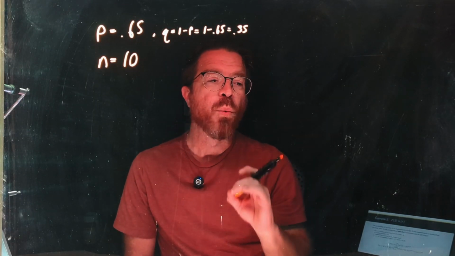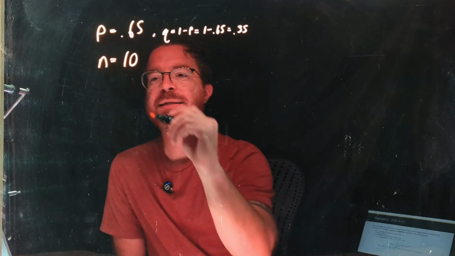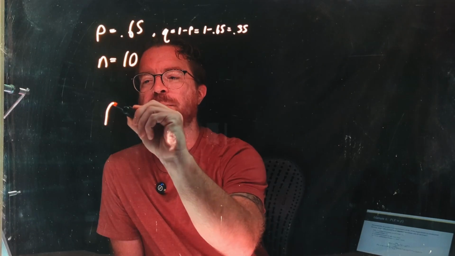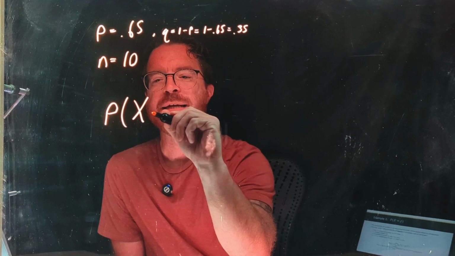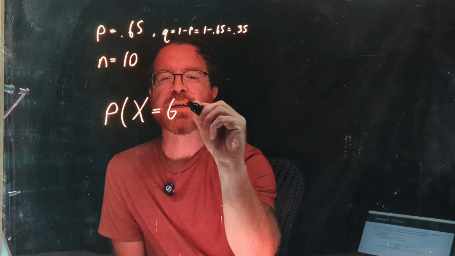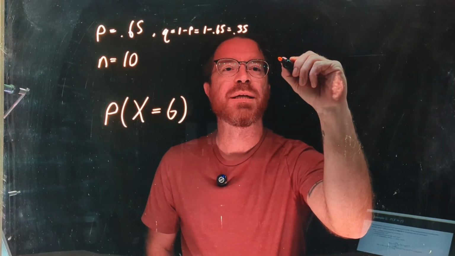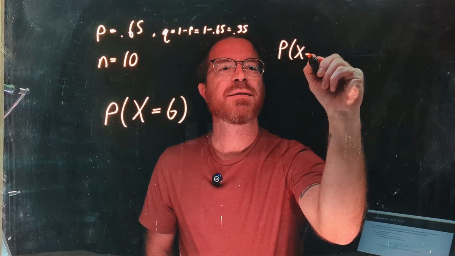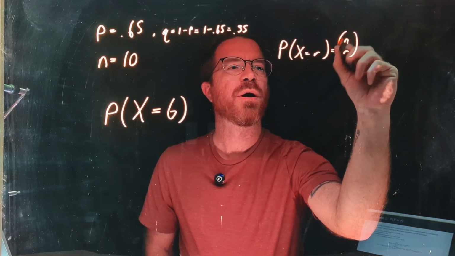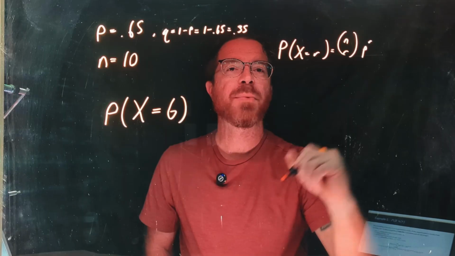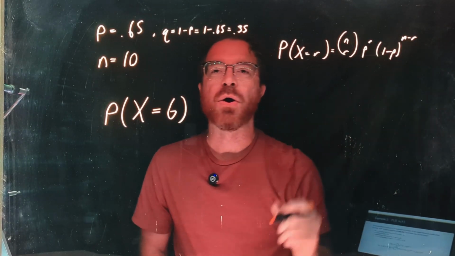Now, the question asks, what is the probability of getting exactly 6 successes? So in this case, we're looking for the probability that our random variable x, which is the number of successes, is equal to 6. Now, if you remember, our probability of success for a binomial probability is the probability that x equals some r is equal to n choose r, p to the r power, 1 minus p, or q, to the n minus r power.